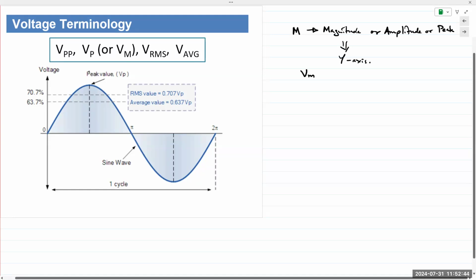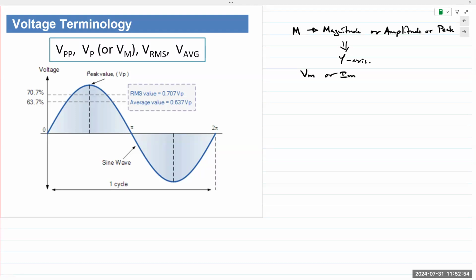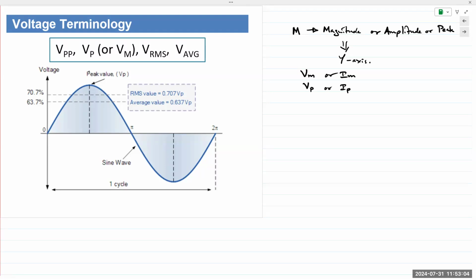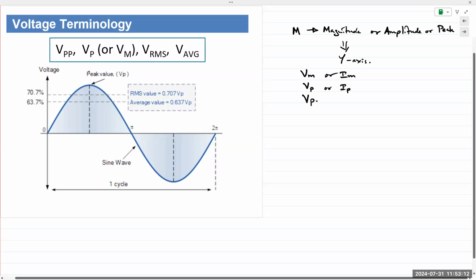So in our book and on the Pearson system, you might see VM or IM. If you're looking at a different textbook, a different author, a different instructor, you might see VP or IP, peak value. They both mean exactly the same thing. It's describing the maximum value or the minimum value on the y-axis. And then peak to peak is basically both peaks, from the positive to the negative.